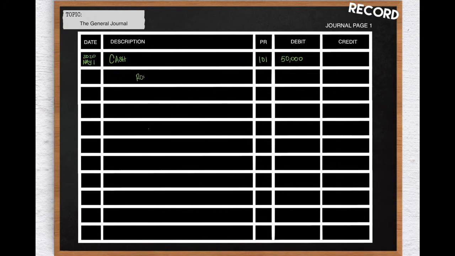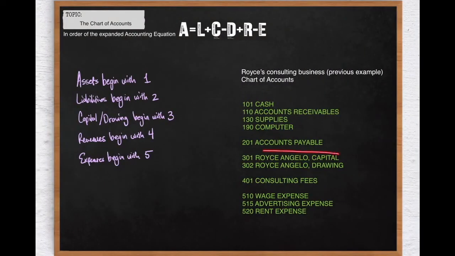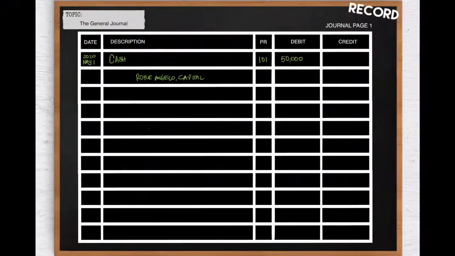The next thing is you want to list that credit account. Before listing the credit account, you want to indent from the debit account. So we indented, meaning create some space. So we have Royce Angelo Capital, that's our credit or the account that's being credited. The post reference for Royce's Capital account is 301. That's what you're going to put on the PR column.